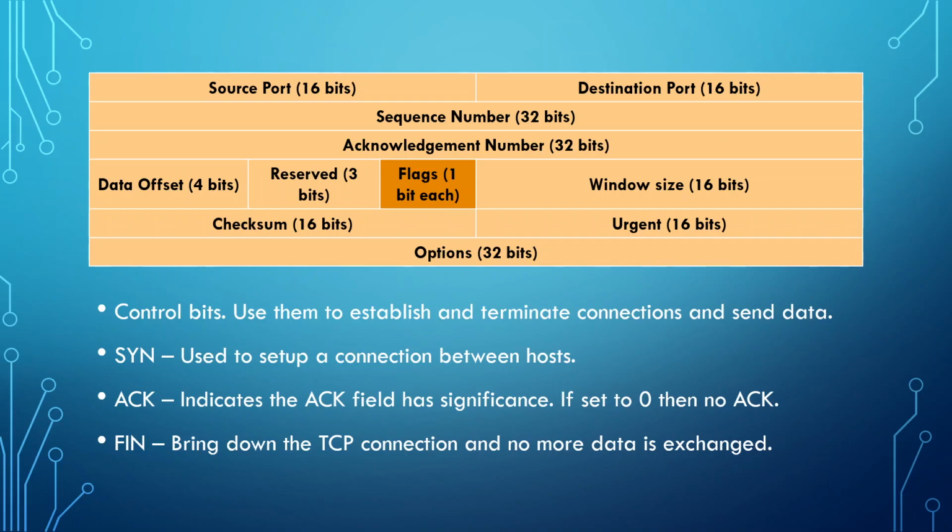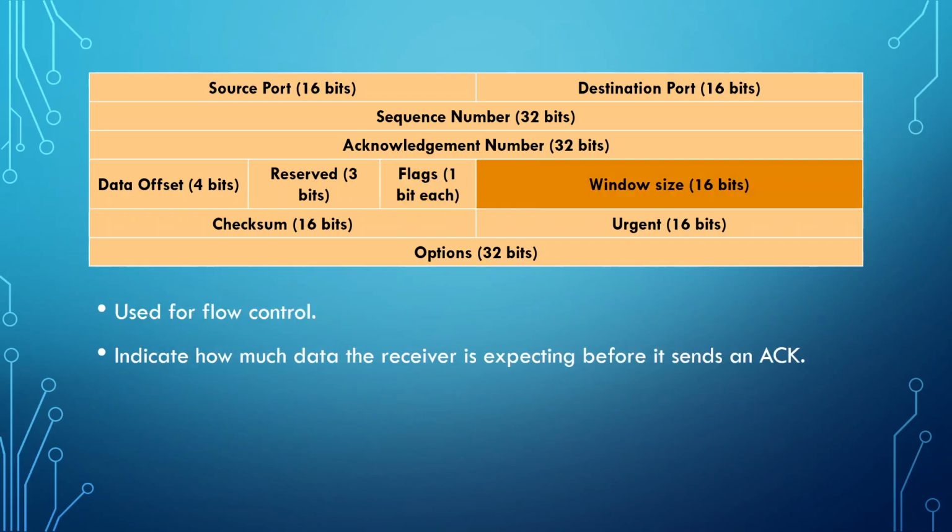Then we have the FIN field. The FIN flag is used to bring down the TCP connection when there's no more data to be exchanged. The next field we have is the window size field. The window size is used for flow control. It's essentially telling the sending device or the sending application how much data it can send to the receiving application or receiving device at one time.